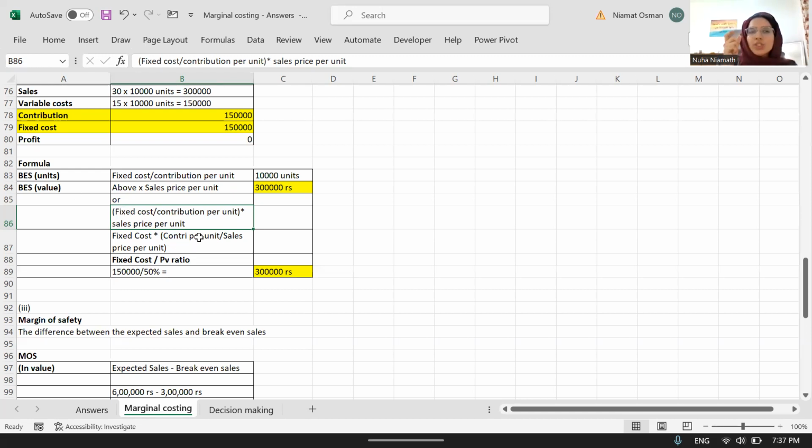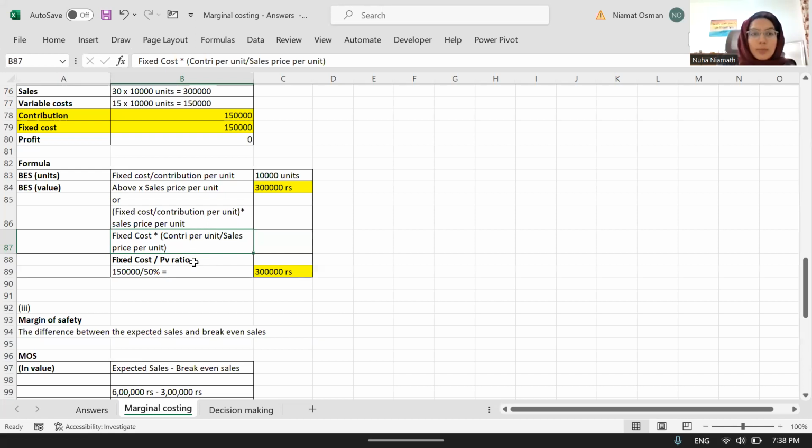Now what we'll do is we'll just tweak it a little. We'll bring the fixed cost outside and we'll bring the contribution per unit divided by sales price per unit in the bracket. Does anybody remember what was contribution per unit divided by sales price per unit? We had done it initially. Contribution divided by sales gives us what? PV ratio. Exactly. So if I just take this aside, contribution by sales per unit gives me my PV ratio.